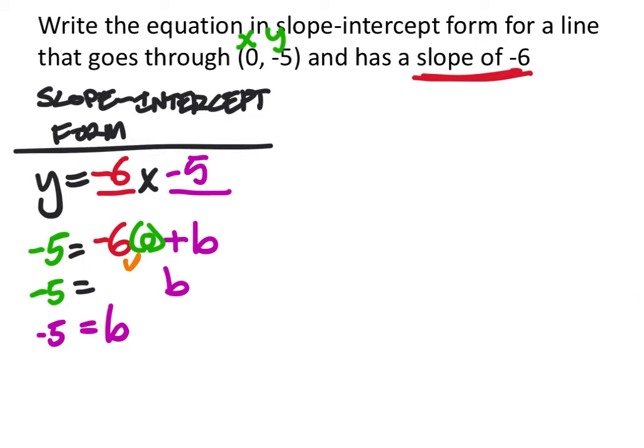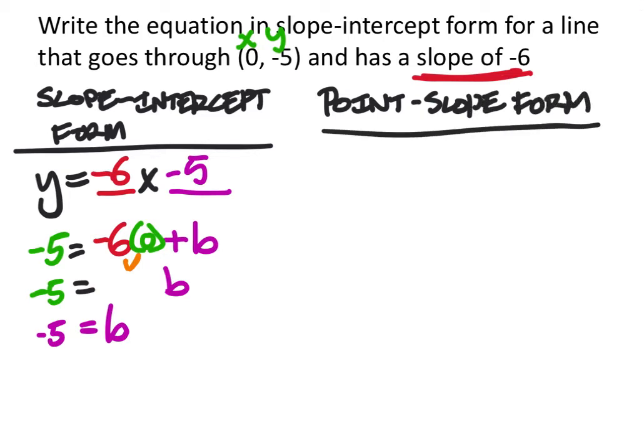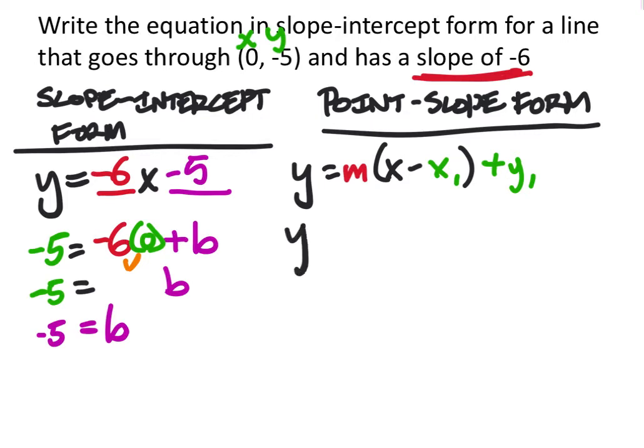The second method was to use point-slope form. And why are we using point-slope form? Because they gave us a point and a slope that we need to then write in slope-intercept form. So it would have y equals m times x minus the x value, plus the y value. Okay, so it's m, I'll say x1 and y1 like this. That just means it comes from that ordered pair.